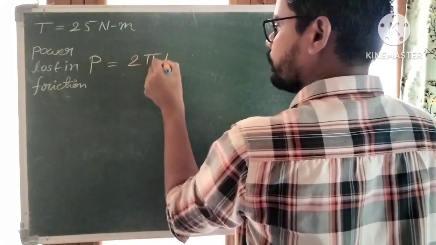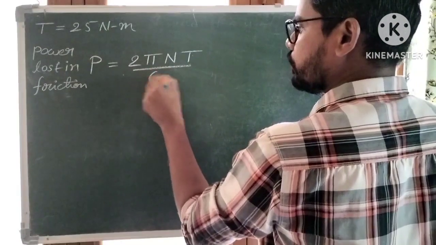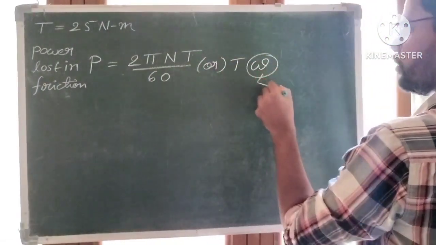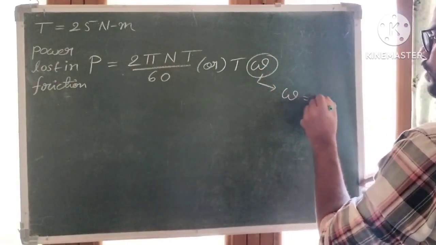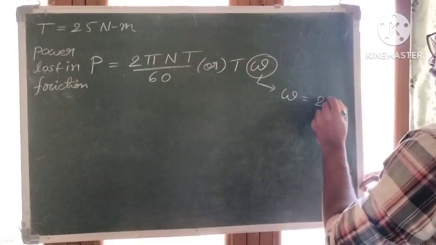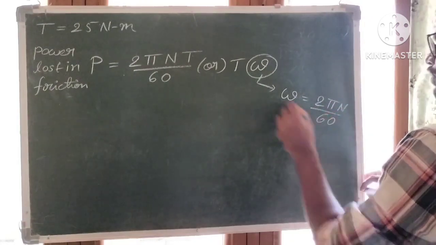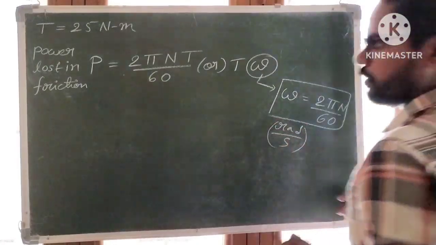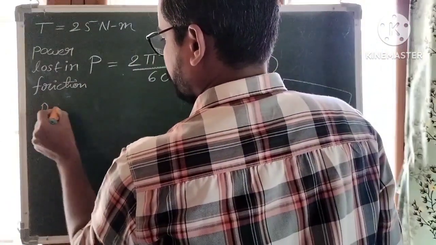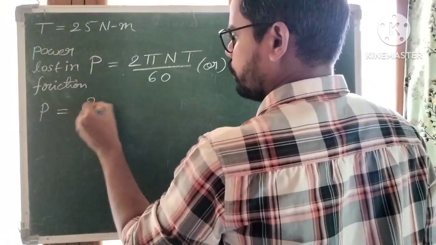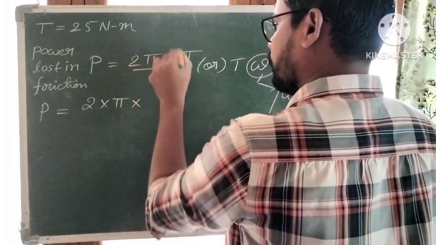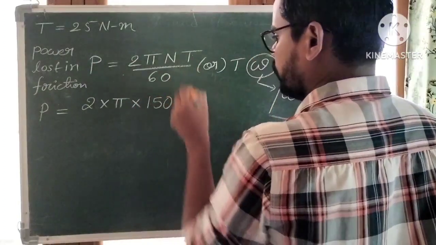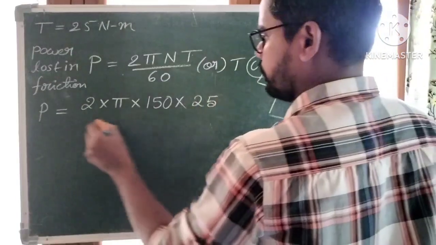The formula is 2 pi N T/60, or we have one more formula, T into omega. Omega means angular speed. So omega is equal to 2 pi N/60 radians per second. Okay. So now P is equal to, let us use this formula, 2 into pi into N, the speed of the vertical shaft given as 150 rpm, into the frictional torque 25, divided by 60.